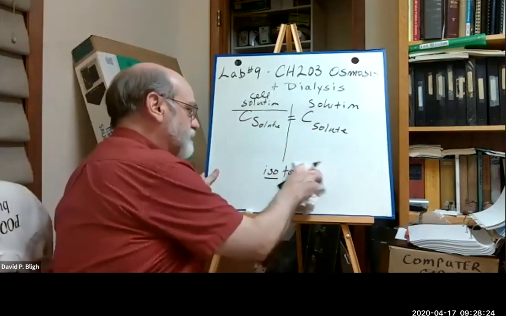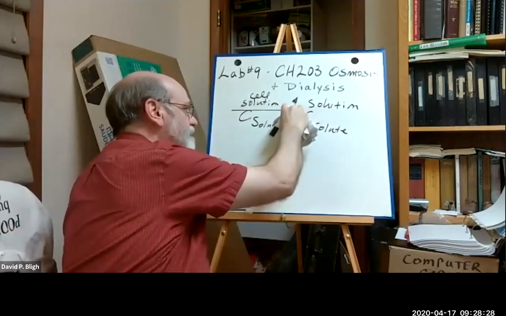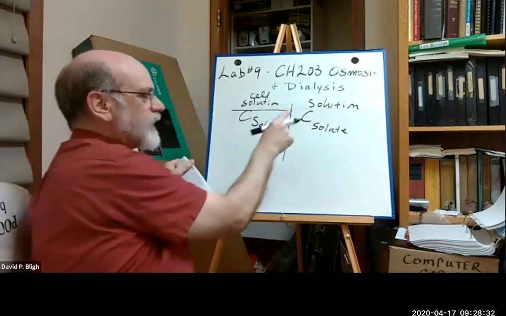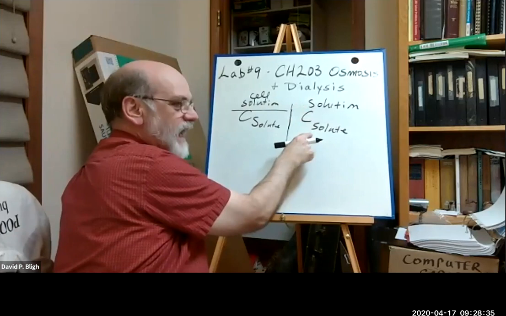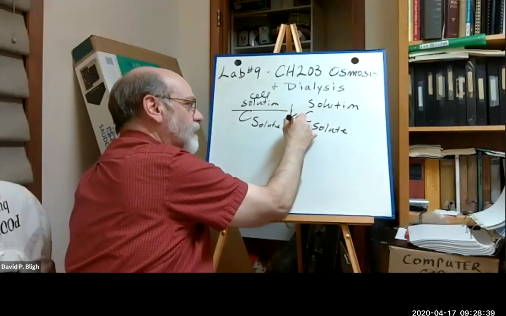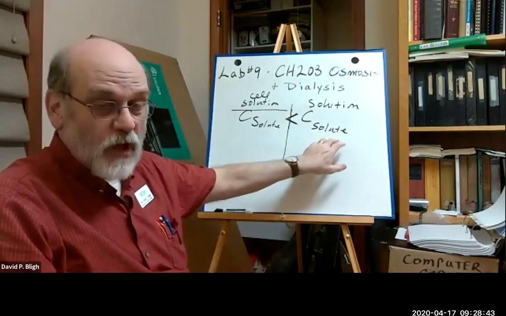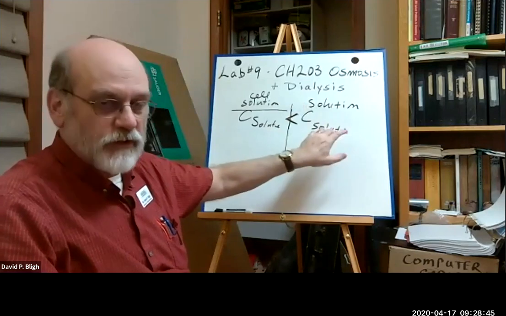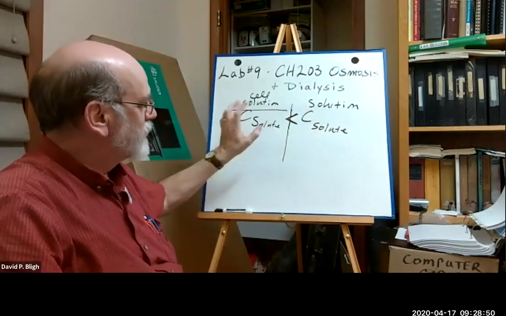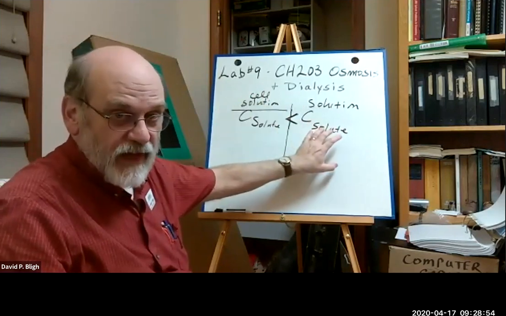Now what happens if across that membrane the concentration of solute on this side is greater than on that side? Right? So the higher concentration of solute, not solvent, solute, on this side is higher than on that side. We say relative to this one, that solution is hypertonic.